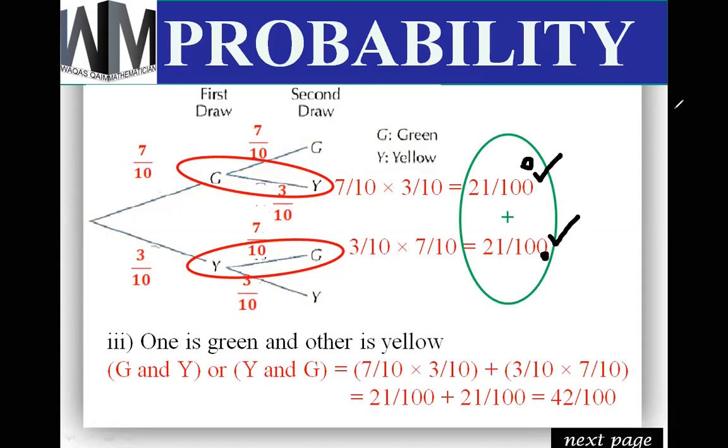So if I'm picking two marbles, either the first one is green and the second one is yellow, or the first one is yellow and the second one is green. Both cannot happen together. So that's why when a vertical arrangement is there, when we solve the vertical probabilities, we add, and when we solve horizontal probabilities, we multiply.